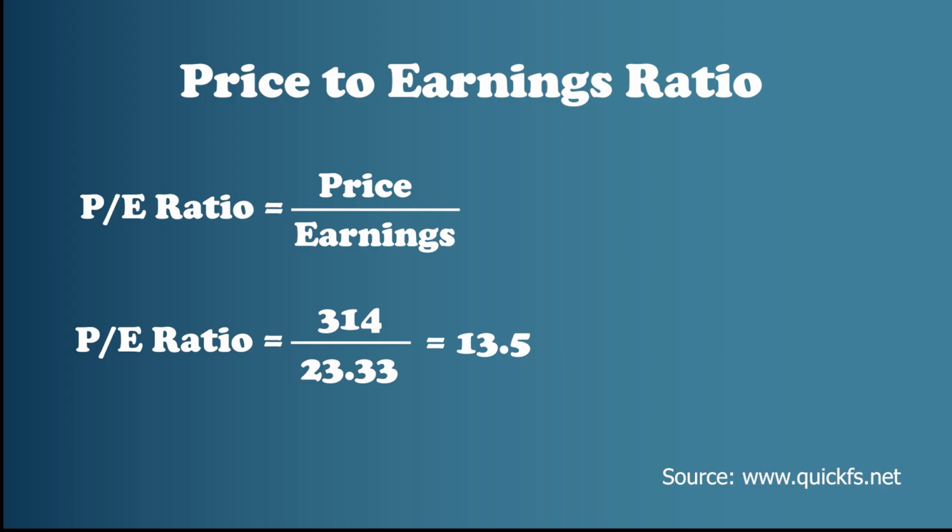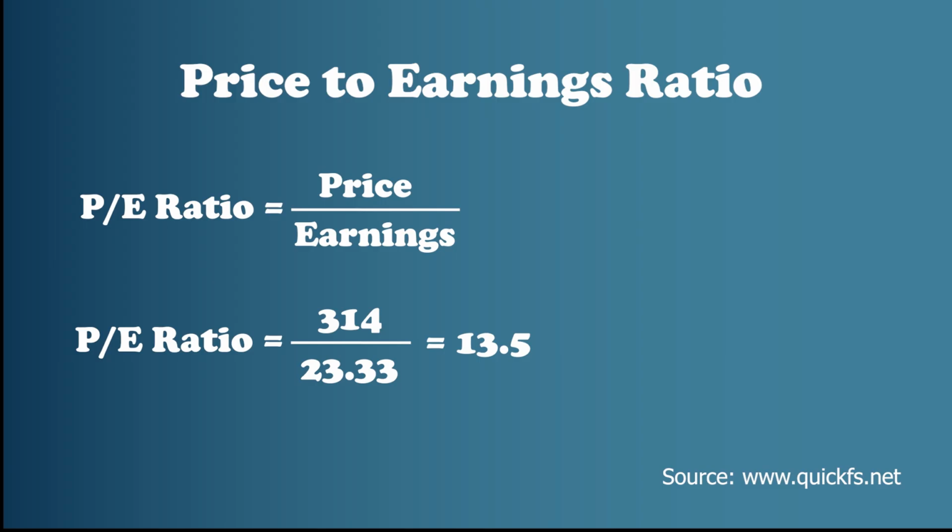That gives us a PE ratio of 13.5. A PE ratio of 13 is very low. If we compare it to the pharmaceutical industry, the average is about 25. So Novo Nordisk looks cheap relative to its peers and its own historical average. But as with all investments, cheap does not always equal safe.